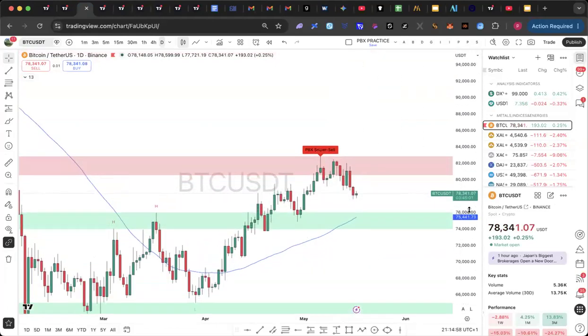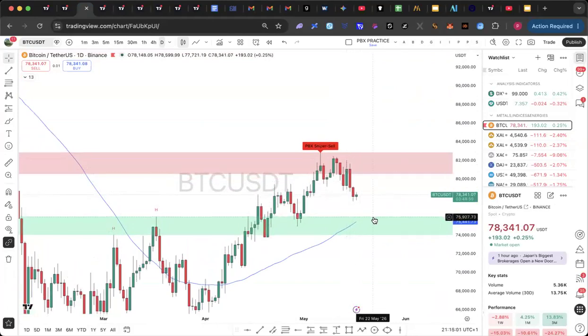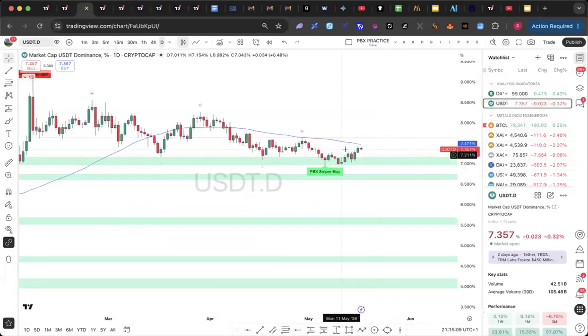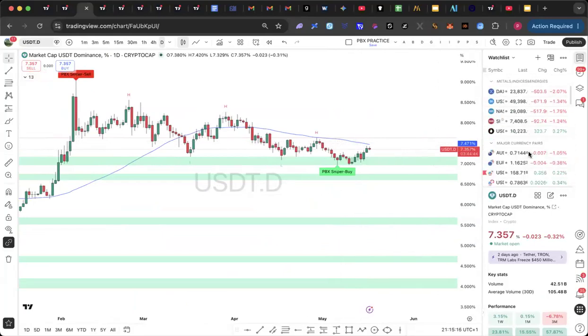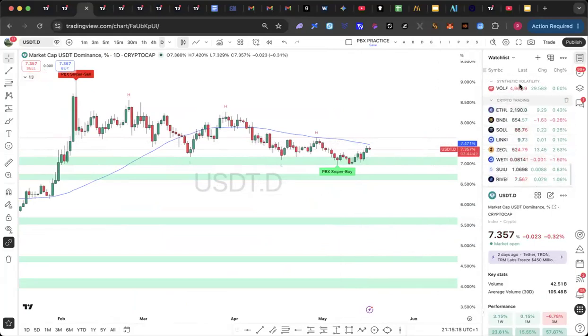But give and take, we have the rejection already. So we should be feeling down to this point, $75,000. And then if we're going to bounce from there, that would make a lot of sense. That is if this actually got rejected from this moving average. That's for Bitcoin, cryptocurrencies, and other related coins.